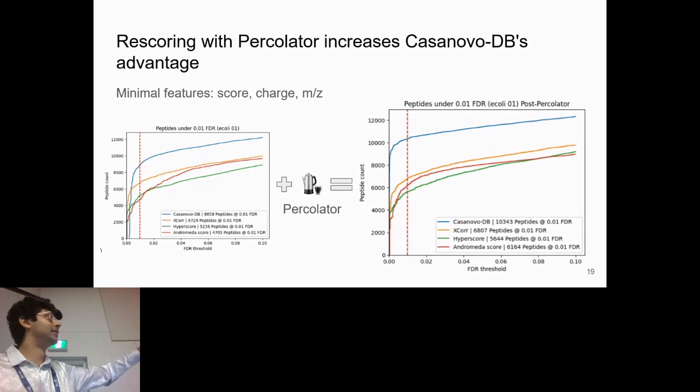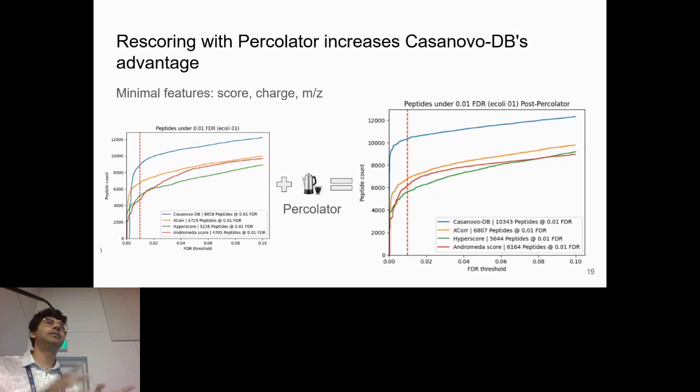Yes, so it's kind of illustrated here. If you see on the left before Percolator, our curve is actually shifted over to the right a little bit. The reason for that is Casanova is inherently biased towards shorter peptides, just the way we did the scoring. When we first saw those curves, we did an analysis of what we are messing up earlier on, and they're all shorter peptides. So Percolator fixes that. While I can't really say the bias is towards charge or anything, we have done investigations and Casanova is definitely biased towards shorter peptides.